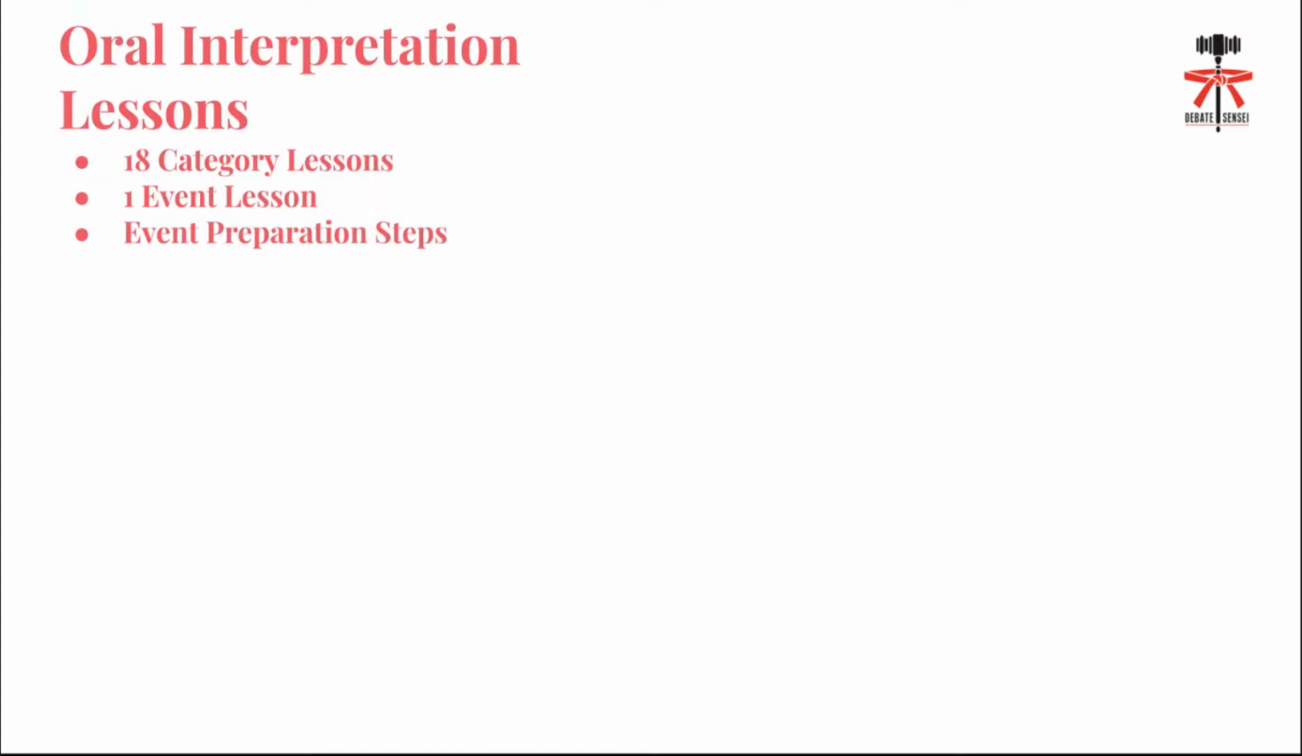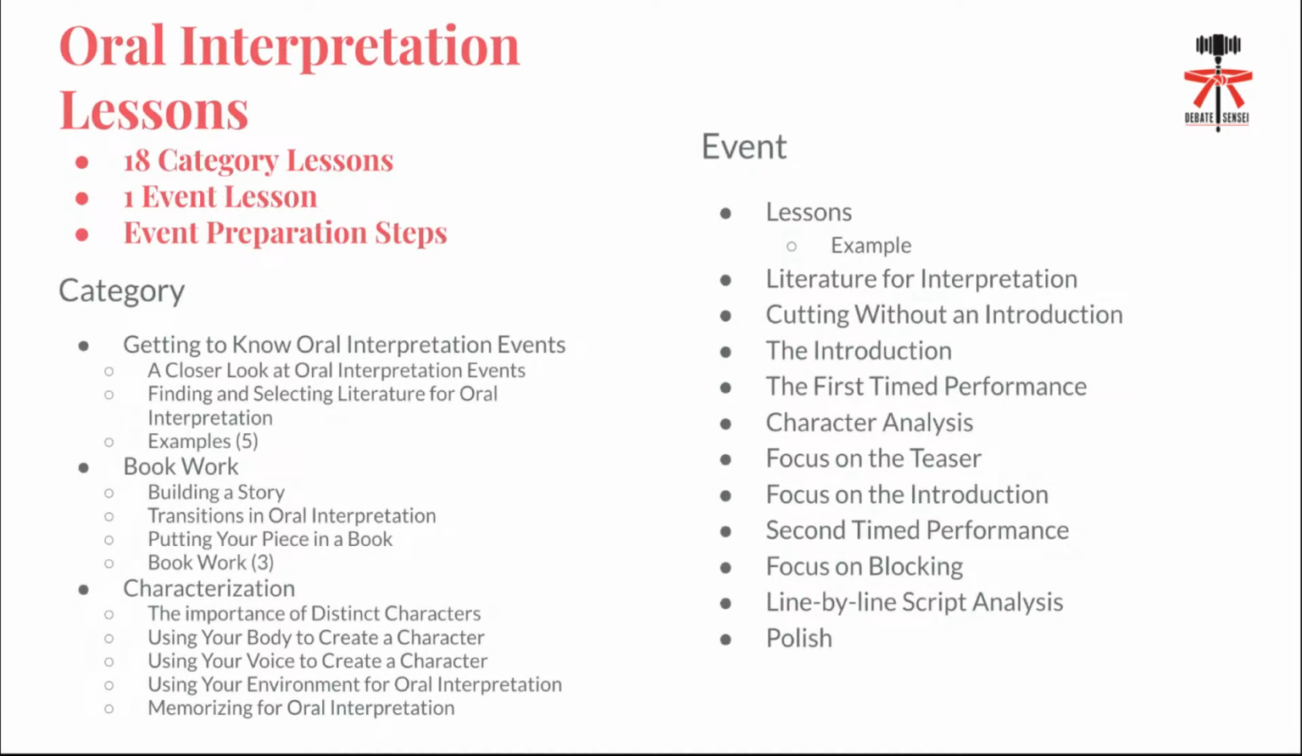The oral interpretation category lessons are 18. We have one event lesson with an example, but you can see that the category lesson has things like book work, which is how to use your black binder, which is common to all 5 events within the oral interpretation category. Also, characterization is something that is common to all of the events as well.